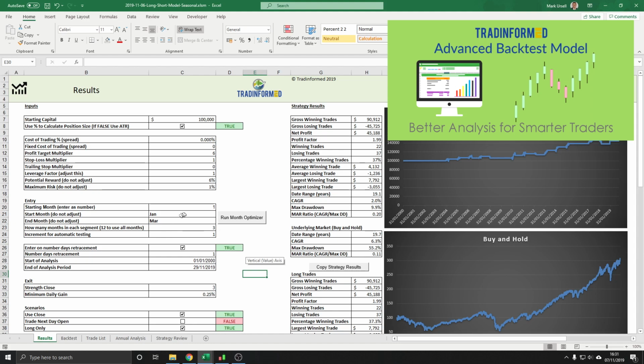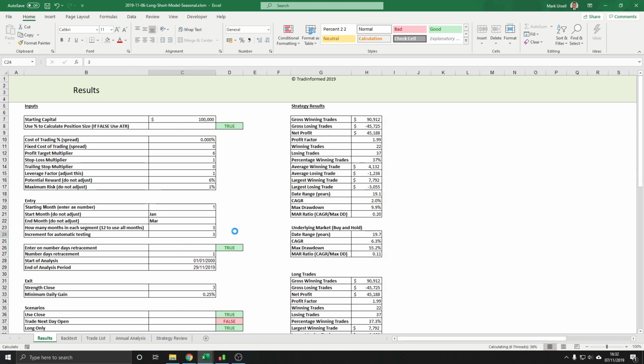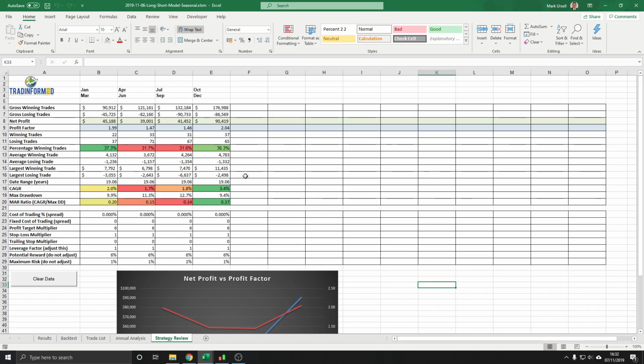Now I'm going to start off by looking at every quarter. So I'm going to start off with January to March. I'm going to set the number of months in the segment as 3, so we've got a quarter, and I'm going to set it to run every quarter. I'm just going to click this button here. It's going to run the analysis and automatically bring up the results here.